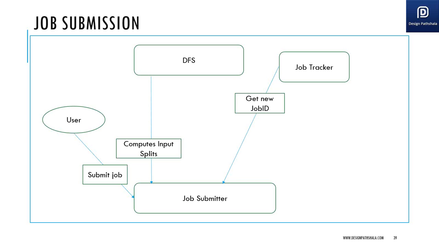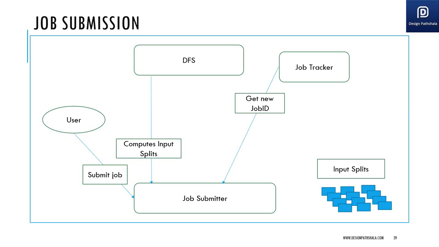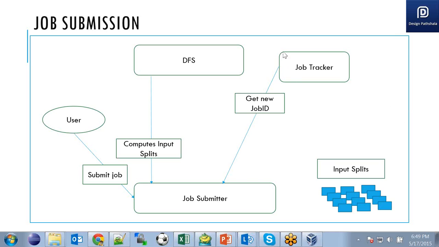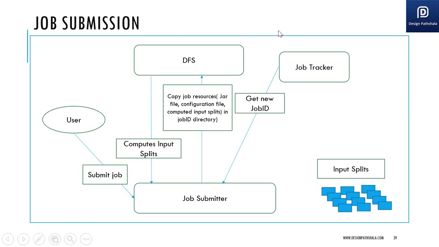The job, we just compute what the splits are, and we copy the resources which are required to run our job. So the logic which is required to run our job is placed into DFS. By DFS, I mean to say HDFS, that is the distributed file system. So I got a job ID, and I've placed the logic which needs to be run on the data into the distributed file system.